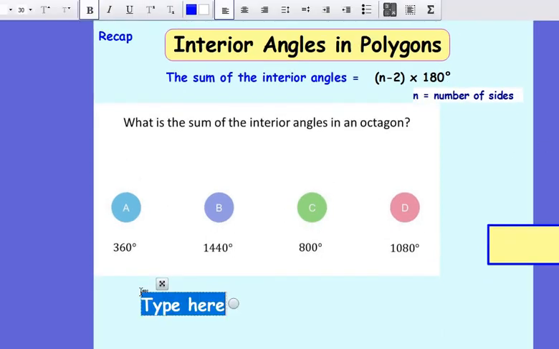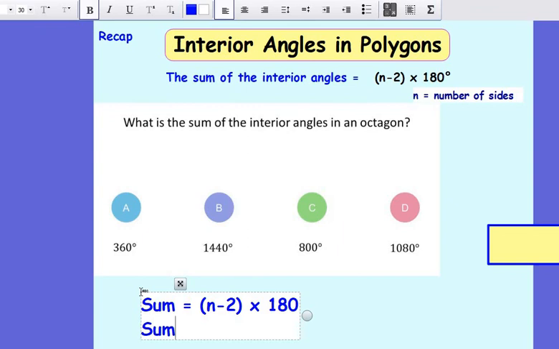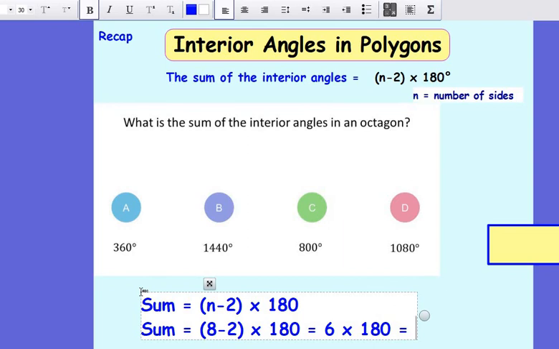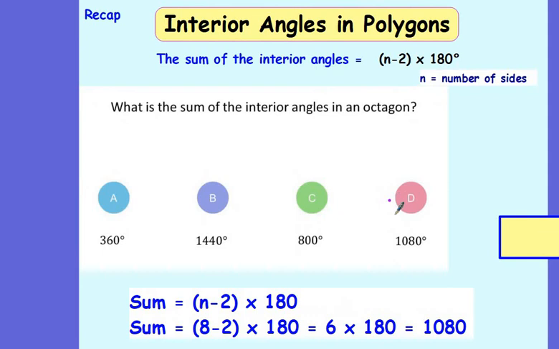Okay, let's go through the answers. So the sum is equal to n minus 2 times 180. In this case, I've got 8 sides to an octagon, so I'm looking at 8 minus 2 times 180, which gives me 6 times 180. 6 multiplied by 180 gives me 1080. So the answer I was looking for was D.